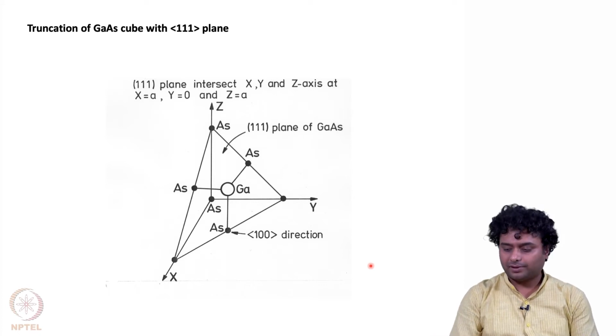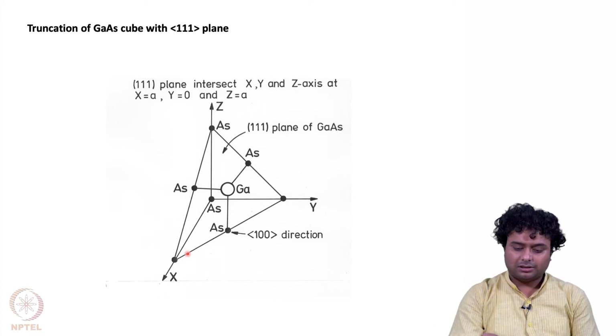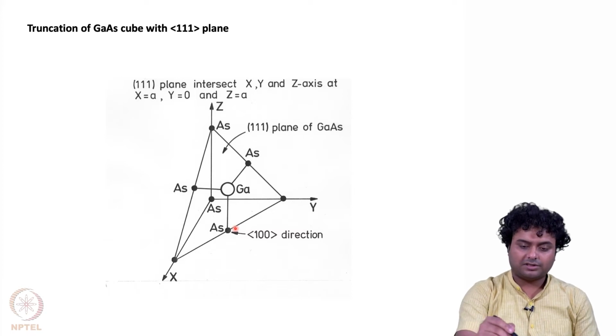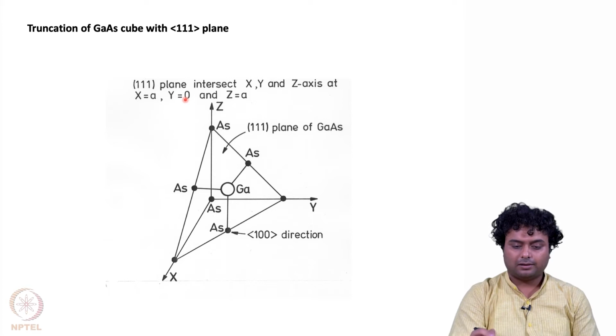Now as you can see, this plane is the 111 plane, and it cuts the x, y, z axes at x equal to a, y equal to a, and, there is a mistake, this will be z equal to a, okay. This plane has cut the xy plane along this line, right, and this is the 100 direction, this is the 100 direction, right.